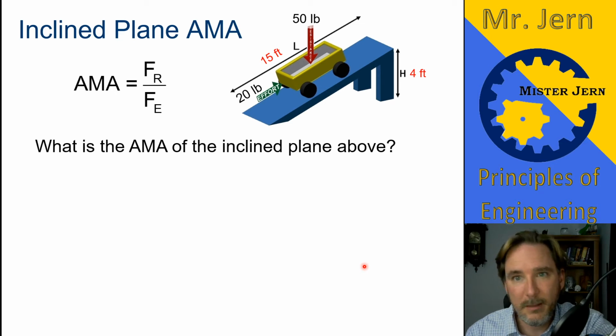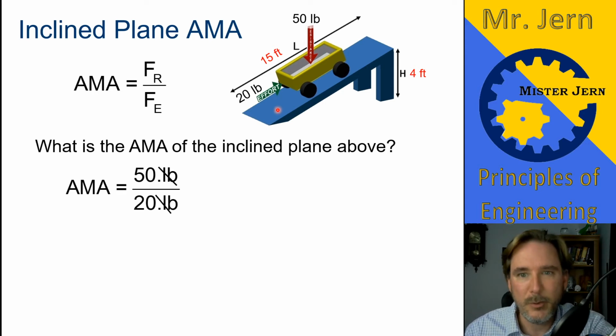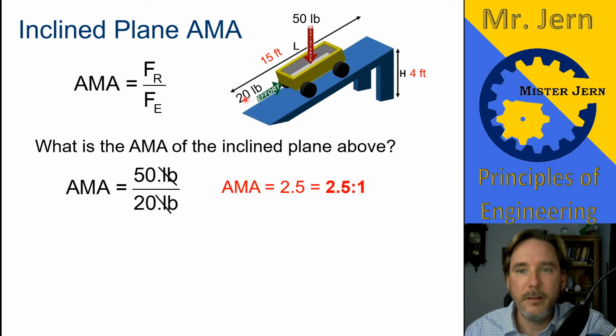But now, what is the actual AMA here? Well, we actually have to do it and try it out. It turns out it's going to take 20 pounds of effort to lift this 50-pound cart up to 4 feet. It's nice because I'm lifting a 50-pound object using only 20 pounds. That's the nice thing about MA, mechanical advantage. So let's see what the actual mechanical advantage is. We take our resistance force, 50 pounds, divided by our effort force, 20 pounds. The pounds cancel out, and we're left with an actual mechanical advantage of 2.5 to 1. Nice and easy, just division.